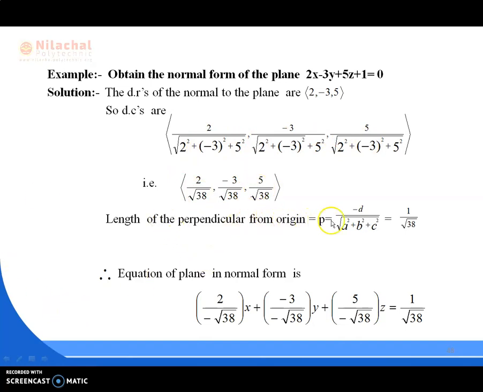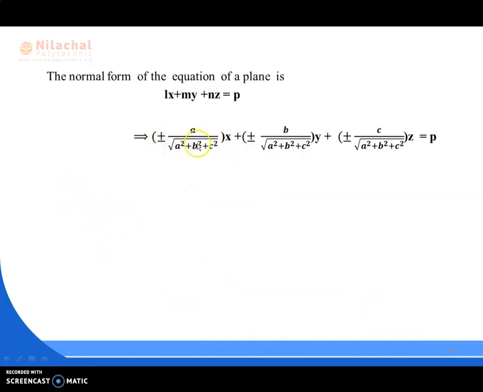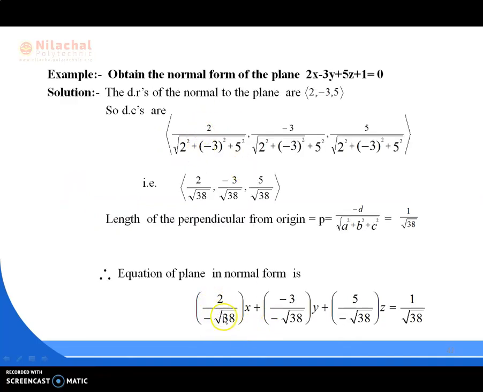The length of the perpendicular from the origin is -d over the square root of a squared plus b squared plus c squared. What do we get now? 1 over the root of 38, because 2 squared plus (-3) squared plus 5 squared is 38. For the equation of the normal form, instead of a we put 2 over root 38, with only one sign, plus or minus. So this is the equation of the normal form.